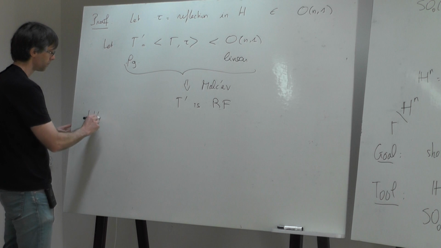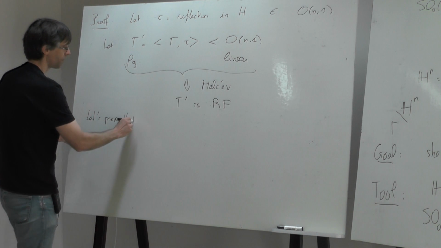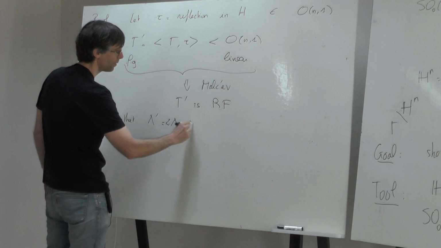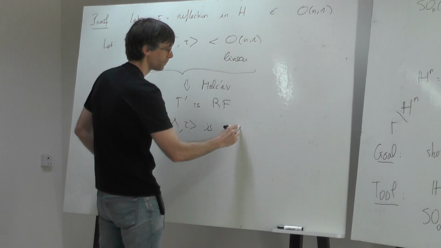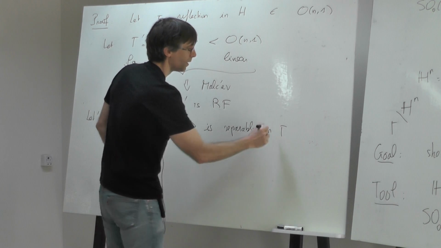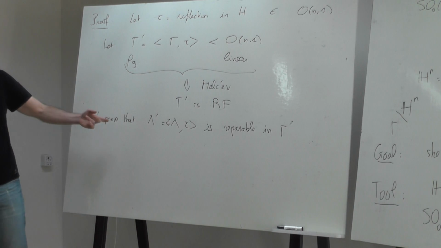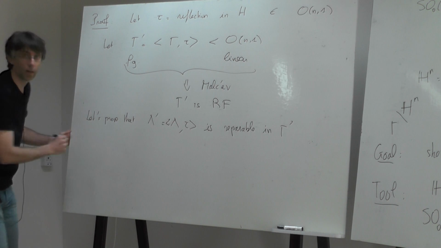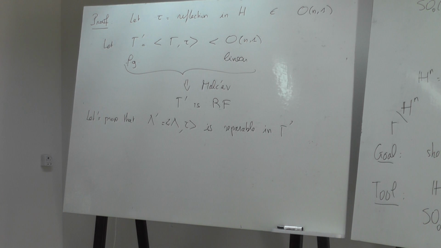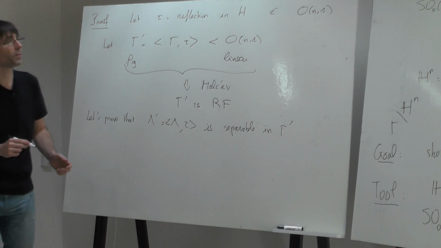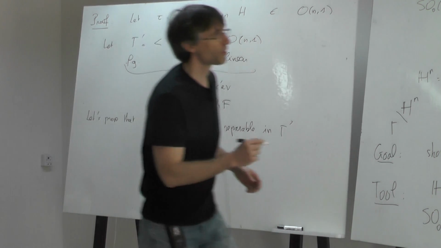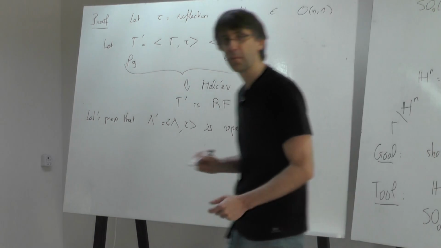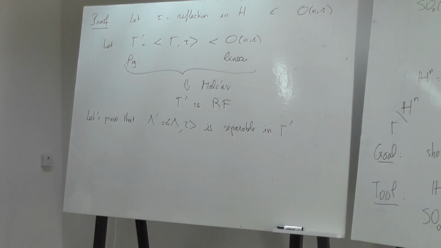Now let's prove that lambda prime, which is the group generated by lambda and tau, is separable in gamma prime. But this will follow from the fact that now we have this automorphism, which will fix gamma prime. Lambda is gamma H. This is the third name for this group, it is known under a lot of names. So lambda is this one.